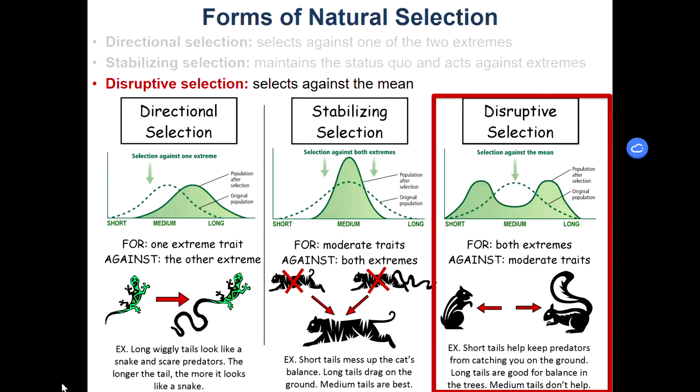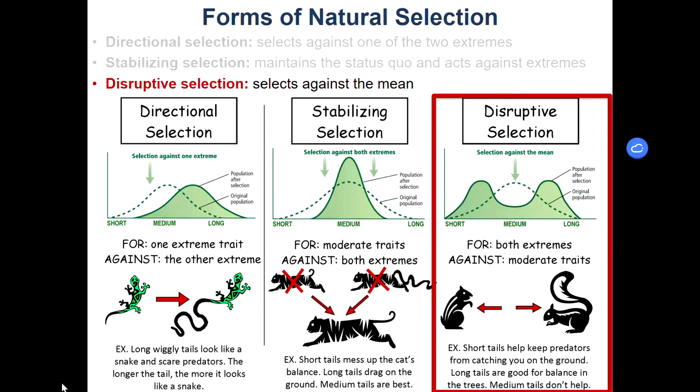The last form of selection is disruptive selection, and this selects against the extremes. So we're disrupting the middle and we're going to the two extremes. For example, if we're looking at squirrel tails, short tails help keep predators from catching you on the ground because the predators can't grab your tail as you're running away, because you don't have one, it's too short. So that's a good advantage if you're a squirrel living on the ground. If you're a squirrel living in a tree, the longer tail helps you keep balance. So that's good for you if you're a squirrel living in the tree. There's no advantage either on the ground or in the tree for squirrels with medium-sized tails. So that's selected against. And we have a disruption from the median, and we're going out to our two extremes, either short tail or long tail.